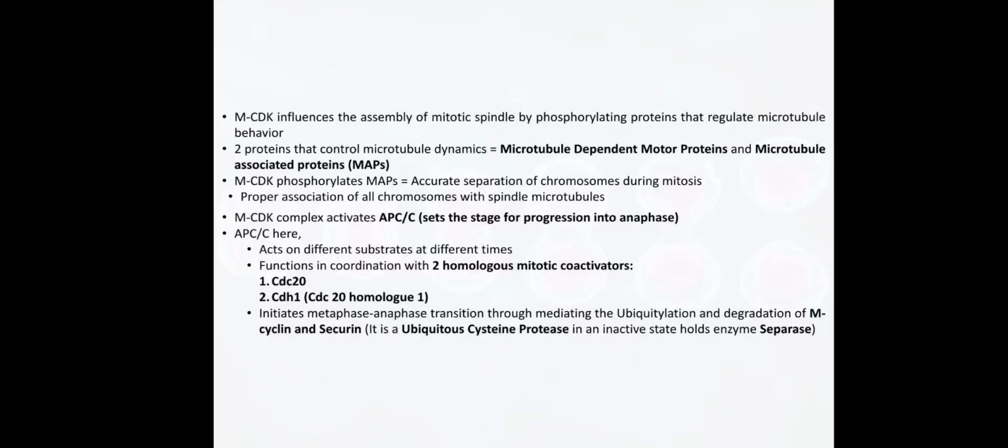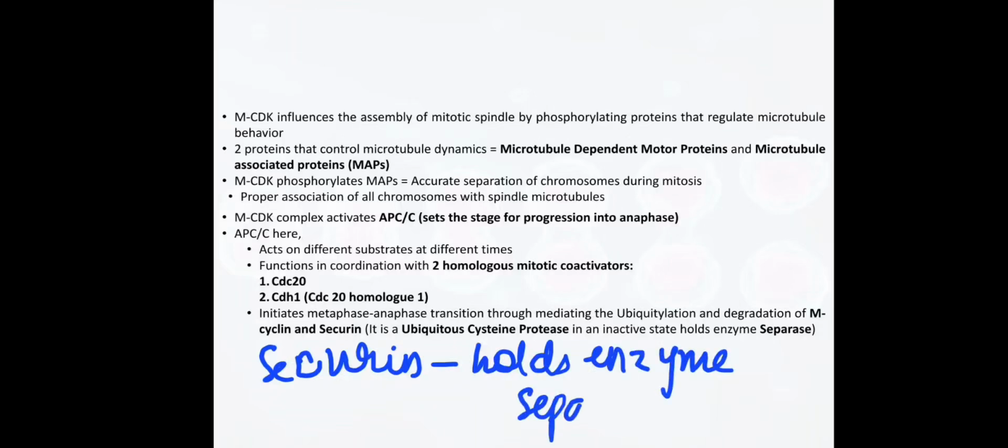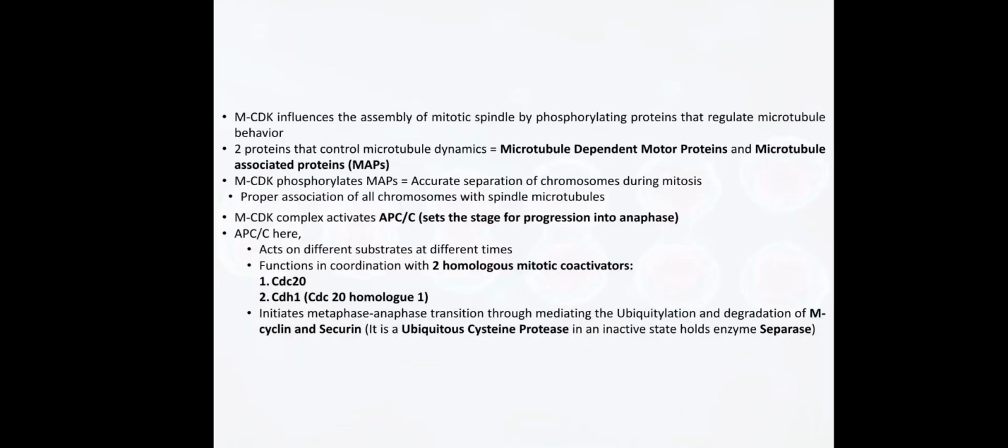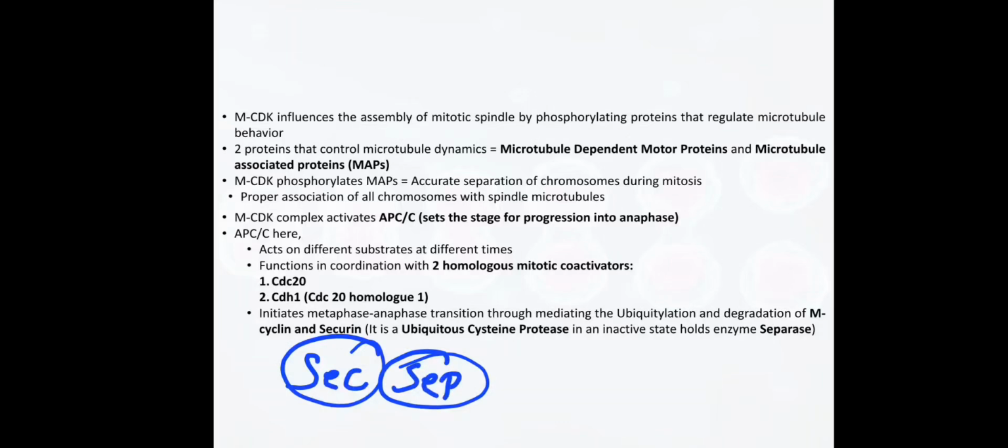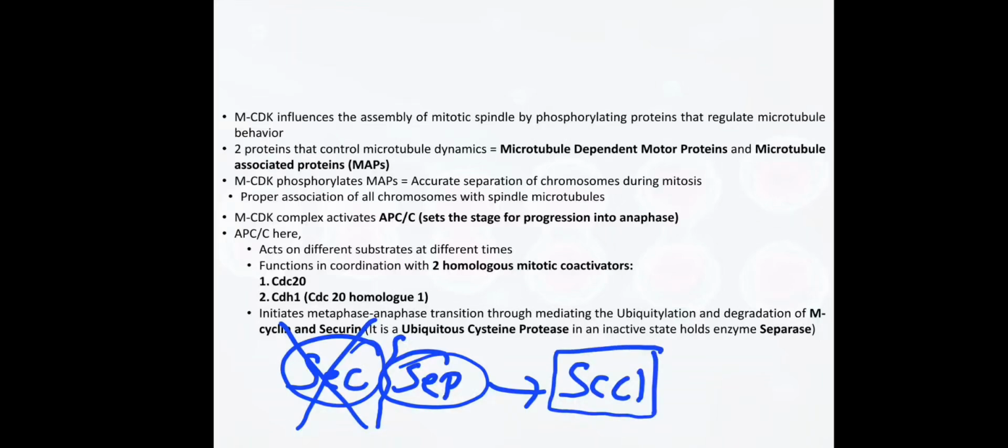So what is the function of this securin? So securin holds the enzyme separase. It is a ubiquitous cysteine protease which is in inactive state. So we can say, securin is holding separase and making it inactive at the initial stage. So this destruction of securin allows the separase to cleave SCC1, a subunit of the cohesin, which holds the sister chromatids together.